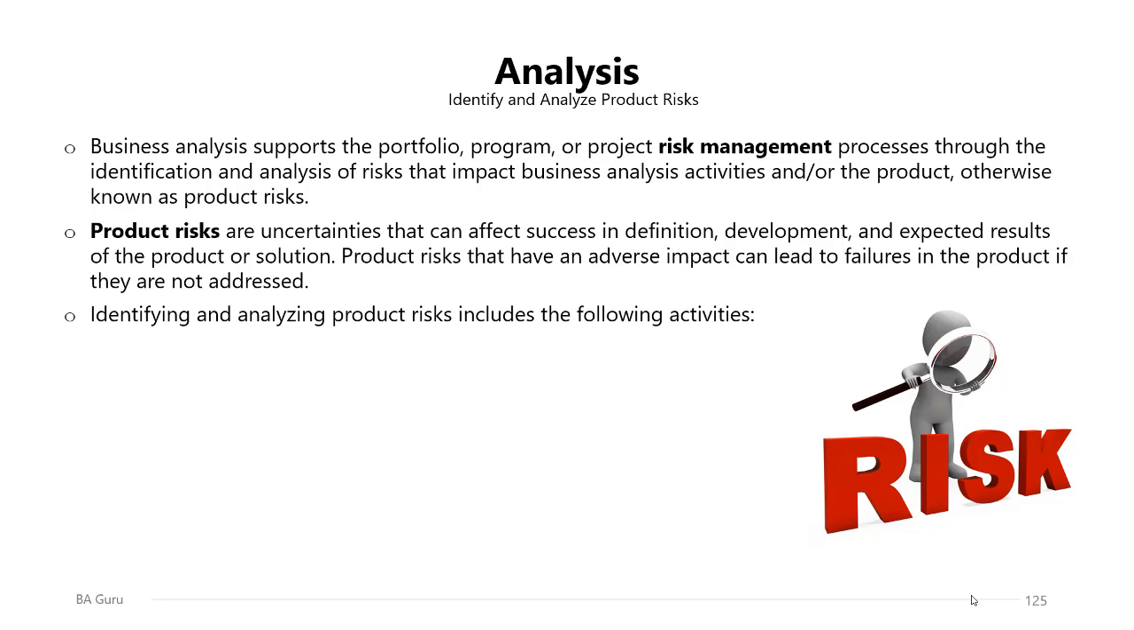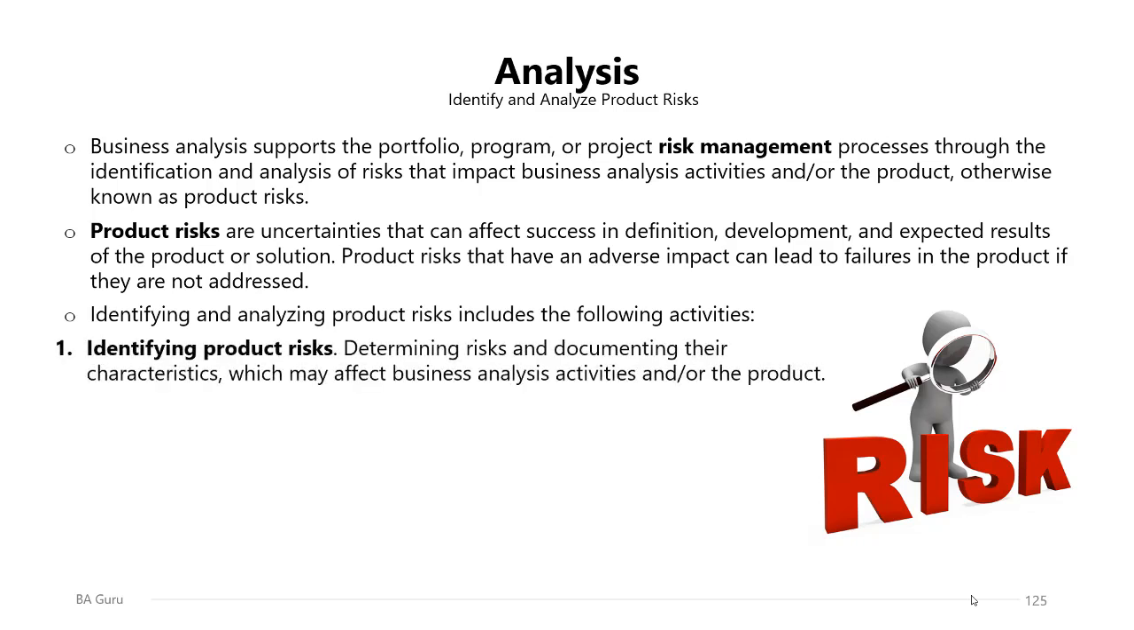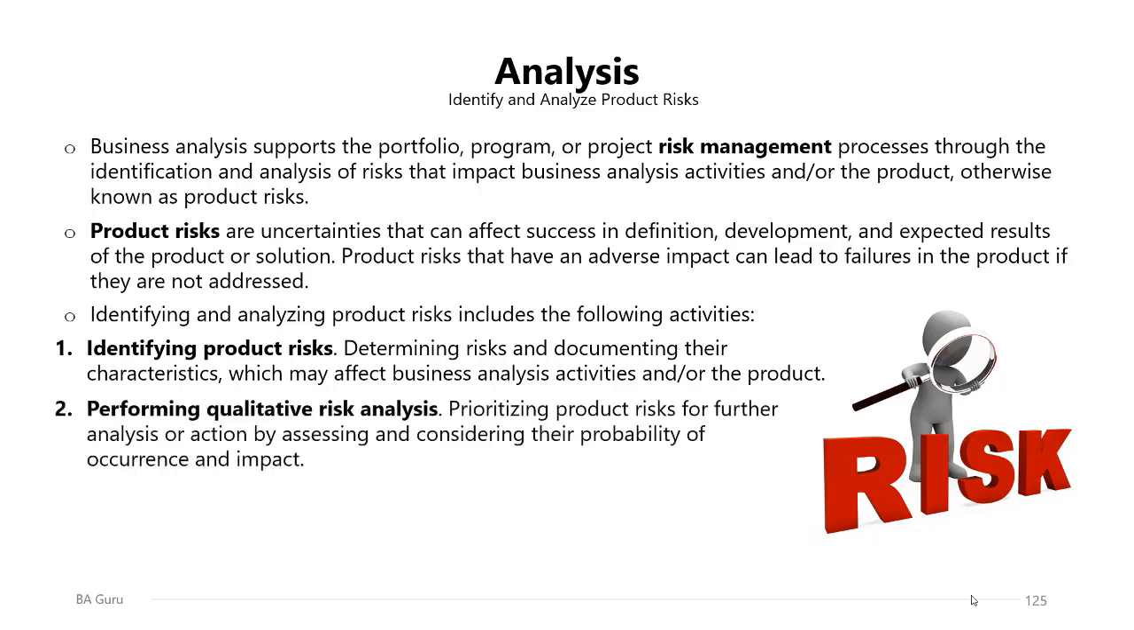Identifying and analyzing product risks includes the following activities. We usually start with identifying the product risks, determining the risks and documenting their characteristics like the probability and the impact, which may affect business analysis activities and or the product. Once you have a list of the identified risks, you can start performing the qualitative risk analysis process, sometimes called perform subjective risk analysis, prioritizing product risks for further analysis or action by assessing and considering their probability of occurrence and impact.